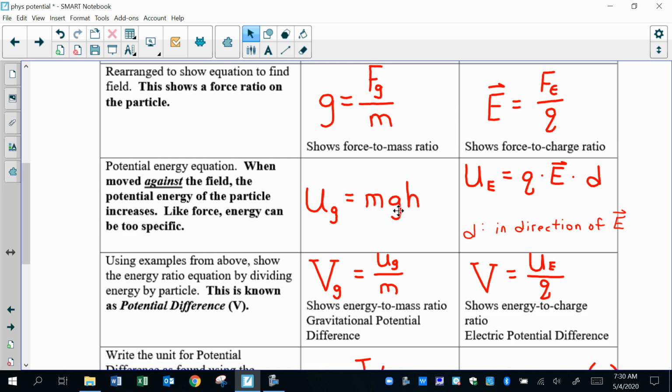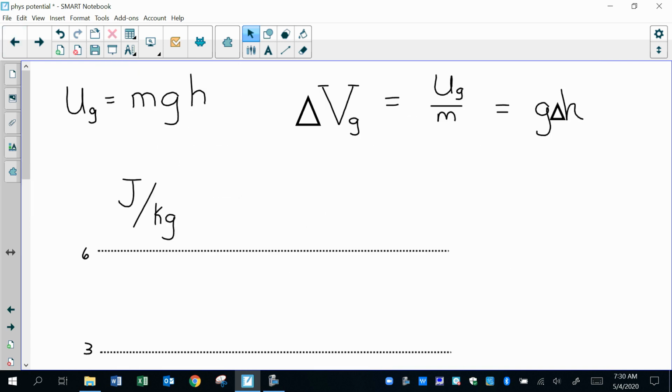H is the change relative to my field. My field always points down, so this is up or down. Well, our electric field can point any direction, so D has to be in the direction of our electric field. Real quick, go back 2 slides. What happens if I walk sideways on the stairs of my lab? If I walk sideways, I don't change my potential energy because gravity is pulling up and down, and I'm moving side to side. I have to move with the field or against the field to actually change my amount of potential energy, and my height.